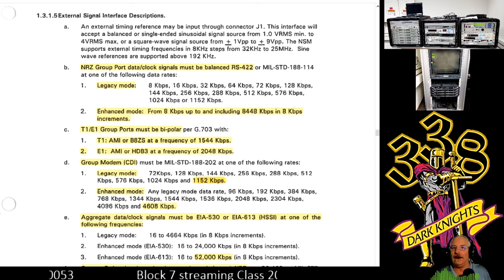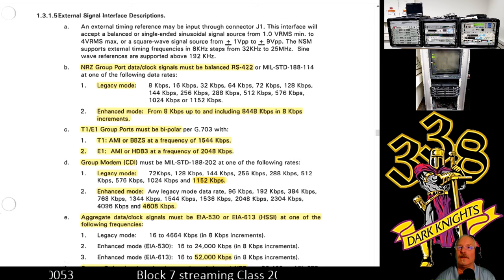Why? It's right there. Can you repeat that question again? Sure can. What is the maximum data rate for the NRZ group port? Tingle, any idea? What I'm seeing is from 8 kilobits per second up to and including 8.448 kilobits per second in 8 kilobit per second increments. Okay, and you found that in? That's underneath B, in 1.3.1.5. Which number in B? That is 2, so that's an enhanced mode. Yes. I'm not sure, yeah.